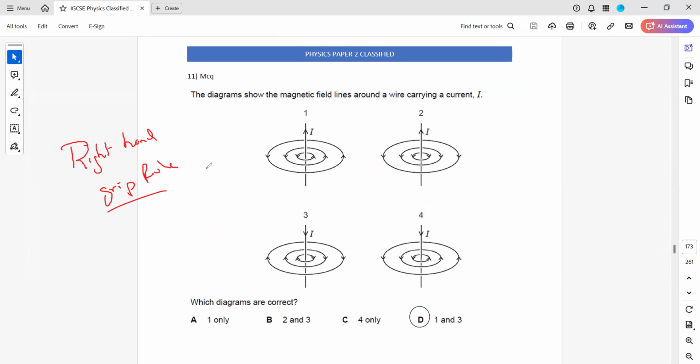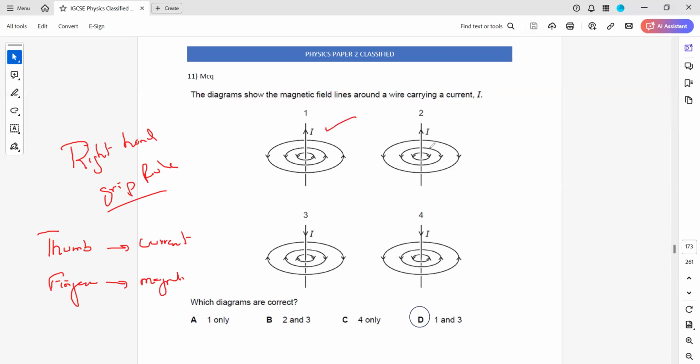Which diagram is correct? In a right-hand grip rule for a straight wire, your thumb represents the direction of the current. And your fingers will turn around in the direction of a magnetic field. So when you apply the rule for the first one, your thumb is pointing up and fingers are turning around. So this shows correct.